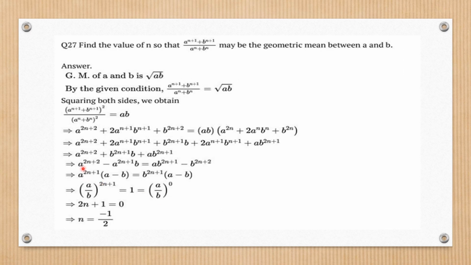From here, this kind of question you have done in your previous exercise also for AP. Find the value of n so that a raised to power n plus 1 plus b raised to power n plus 1 upon a raised to n plus b raised to n may be the geometric mean between a and b. Okay, so you know, first the geometric mean between a and b is given by root ab, and this is also the geometric mean. So what we need to do is we need to equate both of them.